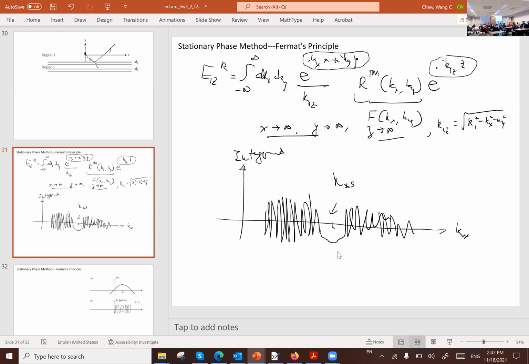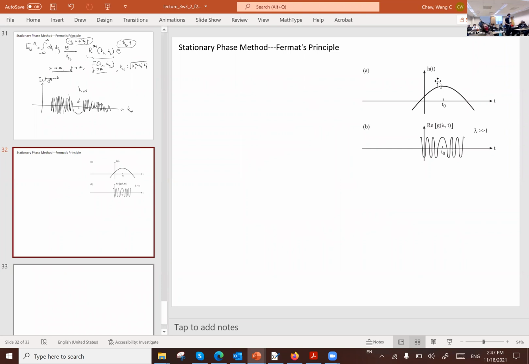I'll let you read about them in the lecture notes. Here's a picture actually, showing the stationary phase point and how it varies and so on.